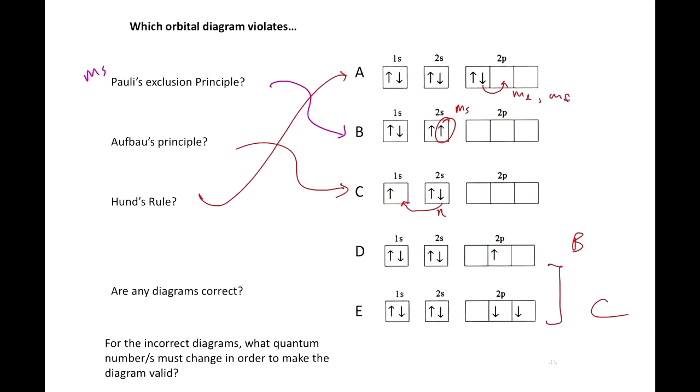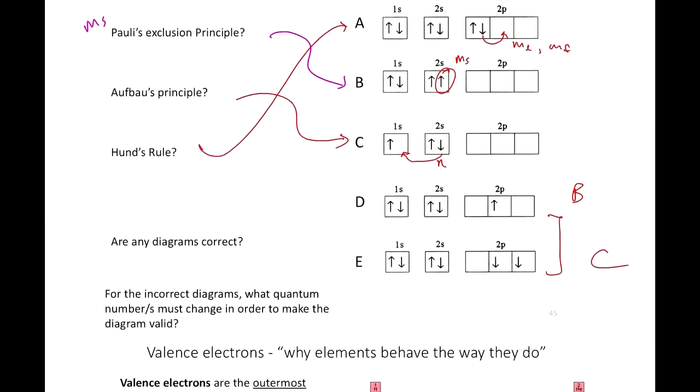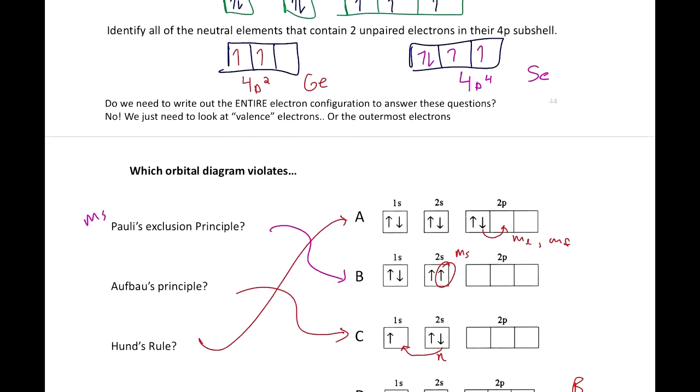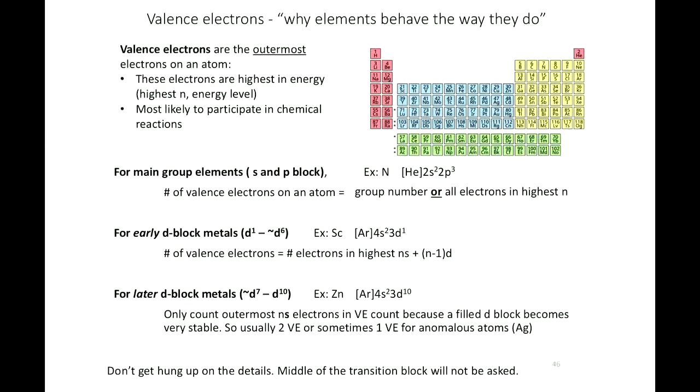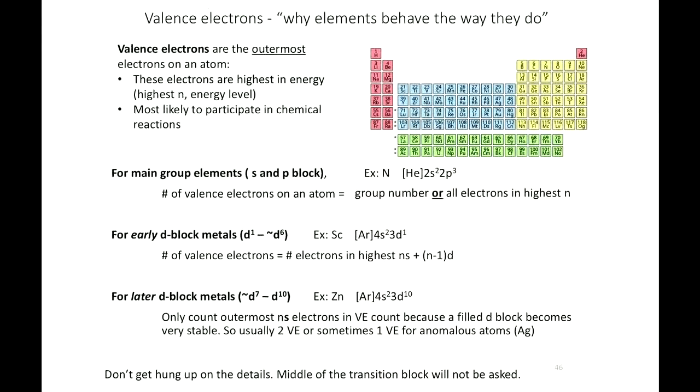Okay, so I mentioned in the previous section, we don't have to write out the entire electron configuration to answer a lot of these questions. The outermost electrons are the reason elements behave the way they do. And so we can predict how many electrons are in the outermost shell of an atom based upon what group number it's in, for the most part.